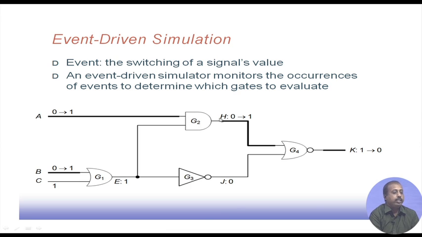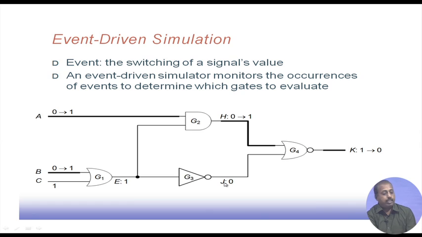So this is simulated, and as a result H becomes equal to 1 from its value of 0. So there is an event on the line H. For the gate G4, again there is an event on line H, so this gate has to be simulated, and ultimately K becomes equal to 0.